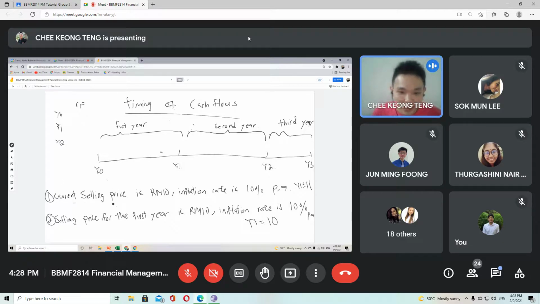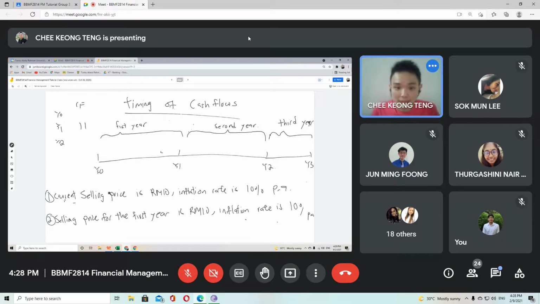Current selling price and the selling price for the first year, there are difference. Let's say the question is like that: current selling price is RM10, inflation rate is 10% per annum, which means I assume that we only sell 1 unit 1 year. Every year we sell 1 unit. If your question is like that, your year 1 is 11.